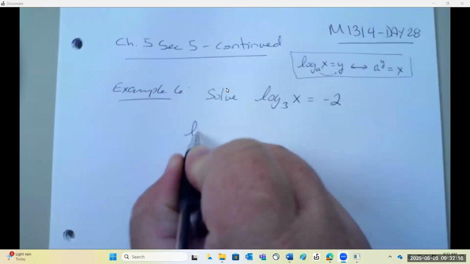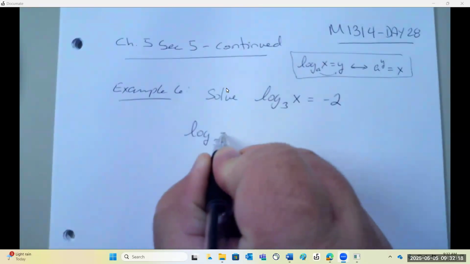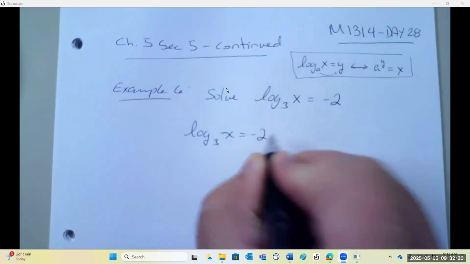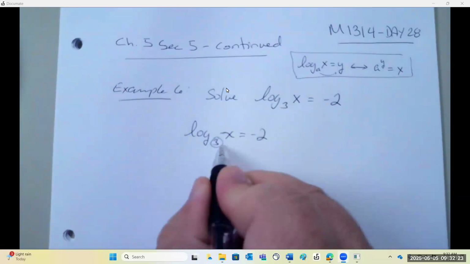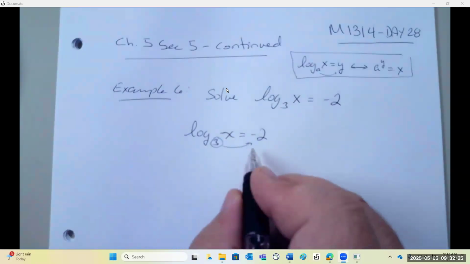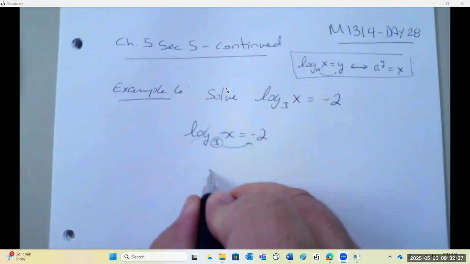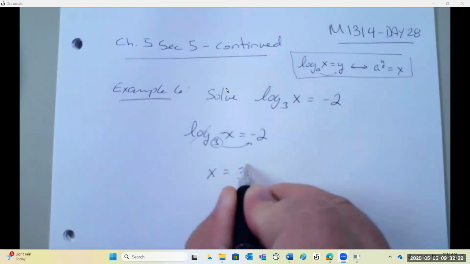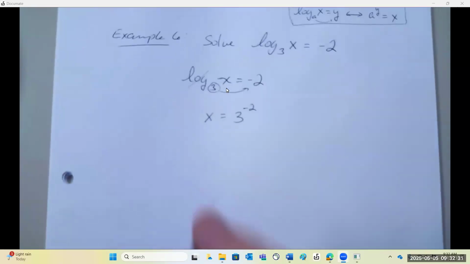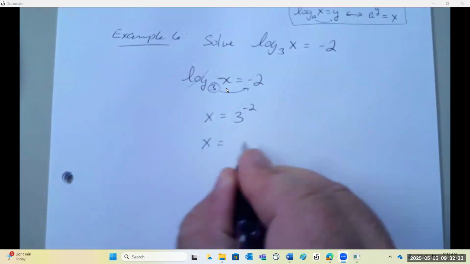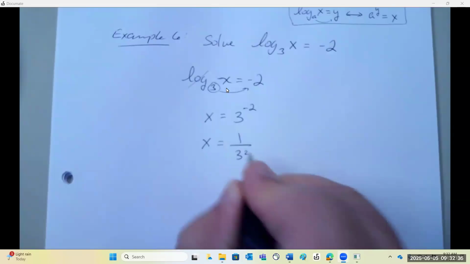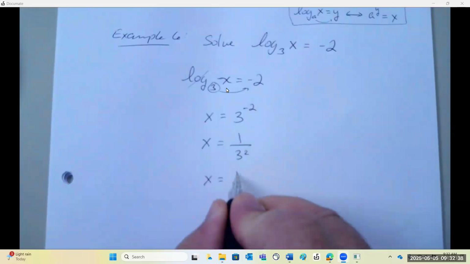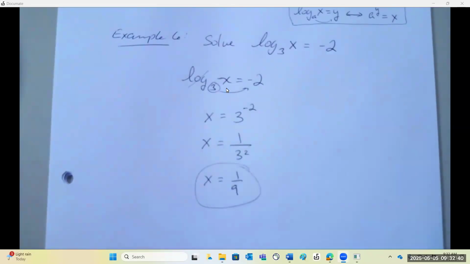So for this one, we have log base 3 of x is equal to -2. The 3 pushes up the -2, and the log drops out. So x is equal to 3 to the power -2, which is 1 over 3 squared, which is 1 over 9. There's your answer.